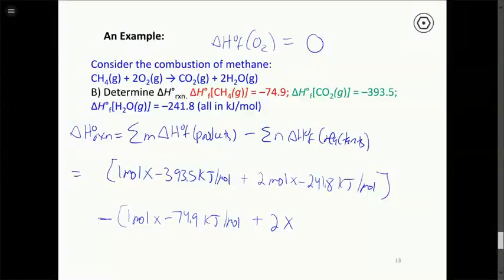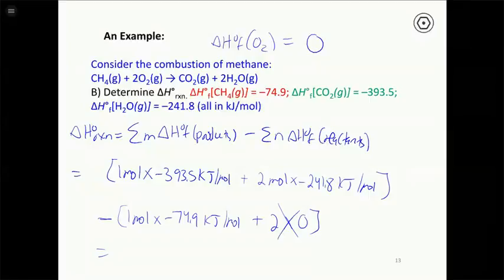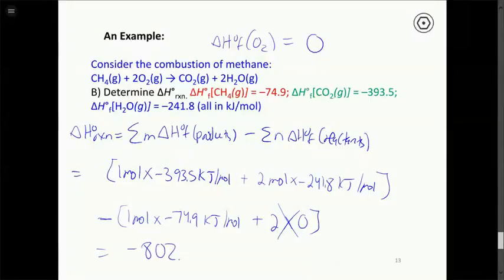And if we don't give it to you, that probably means it's 0, because that's the only one you'd ever have to know off the top of your head. Alright, so we can just ignore that one. That doesn't really matter. And so finally what we get when we add the two products, subtract the reactants, is going to be minus 802.2 kilojoules.